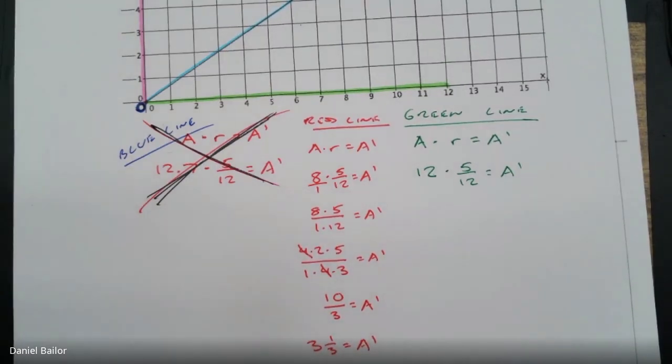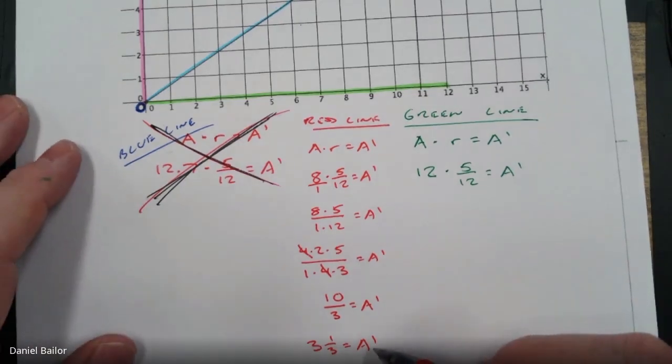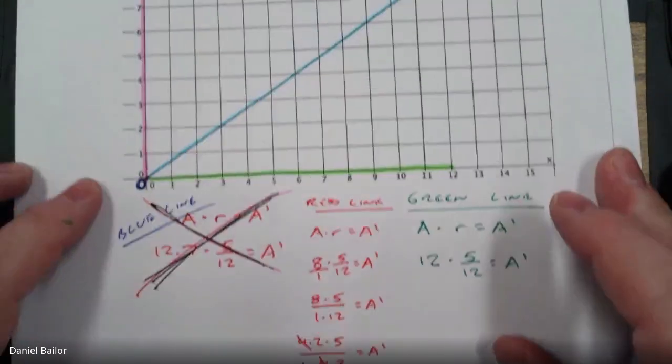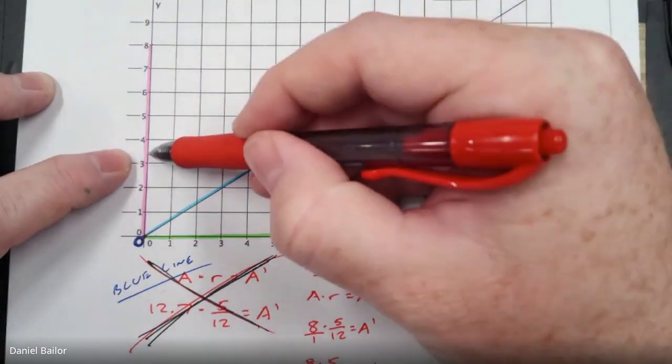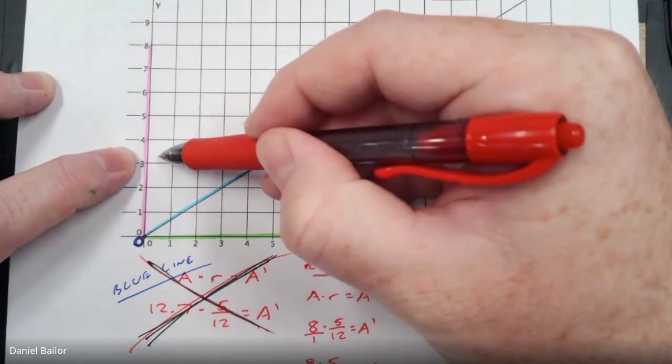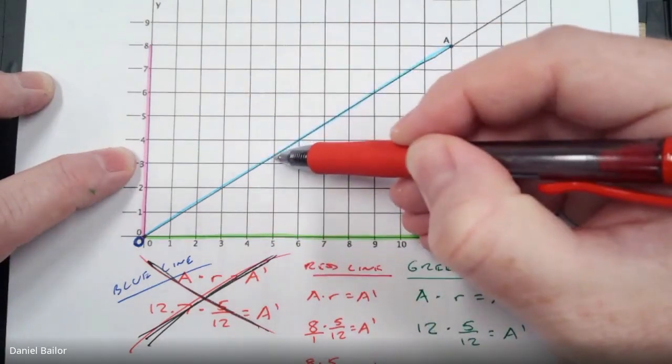That's where the red line is. So what you would do, if you say a prime is 3 1/3 on the red line, then you go to the red line, you go to 3 1/3, and then you go back over this way until you hit the ray.